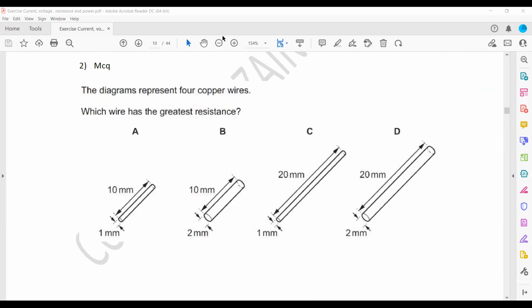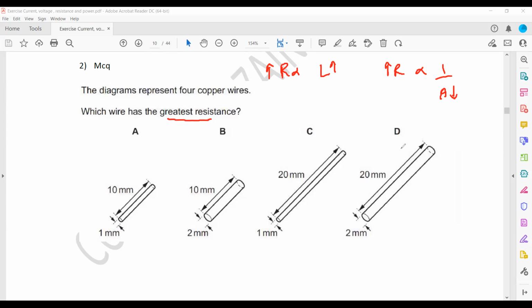Another question. You will find many questions relating the area and length. The diagram represents 4 copper wires. Which has the greater resistance? Resistance and length are directly proportional, so if we want more resistance we need a longer wire. And resistance and area or diameter are inversely proportional, so if we want a greater resistance, we want a thinner wire. So the wire should be thinner and longer. Which wire is thinner and longer?